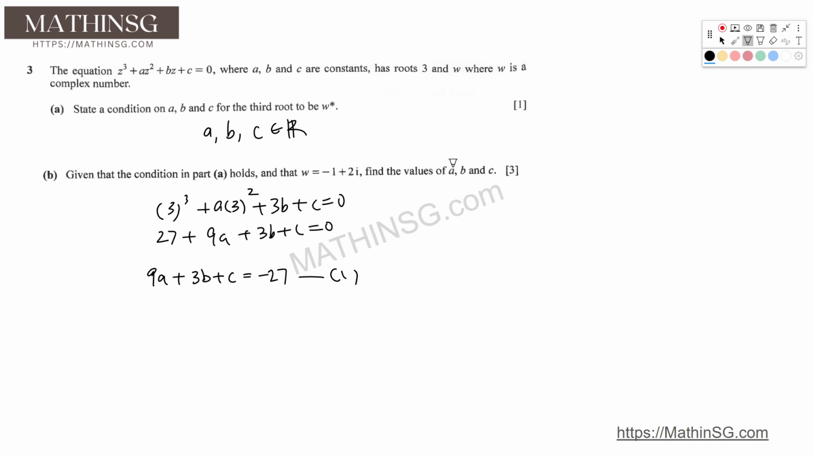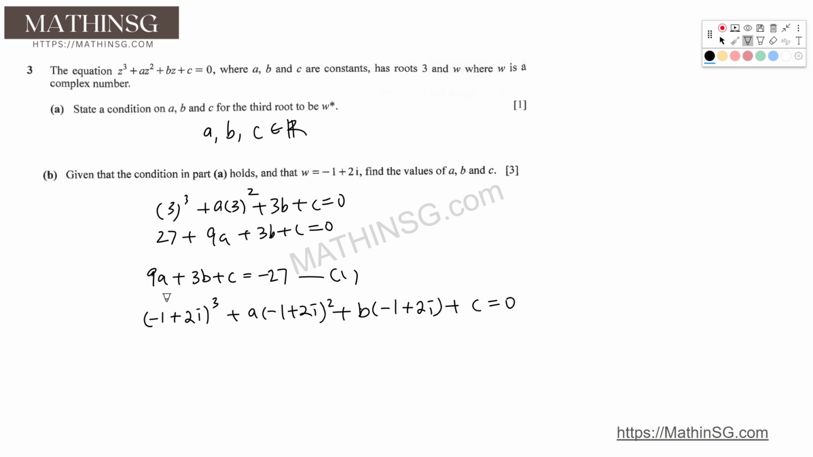Next, I need to find b, right? So let's do it. I know that if I sub w into this equation here, it must satisfy this equation. Okay, and this question didn't say that you cannot use your graphic calculator. So please type minus 1 plus 2i cubed into your GC to evaluate what it is. Type in minus 1 plus 2i squared into your GC to evaluate what they are. Okay, don't do it yourself. It's not worth the marks. It's just 3 marks here.